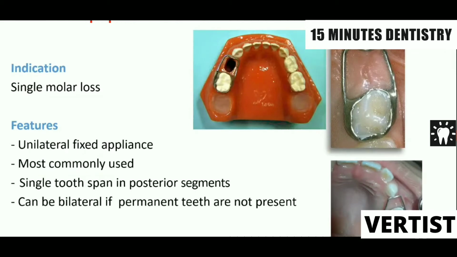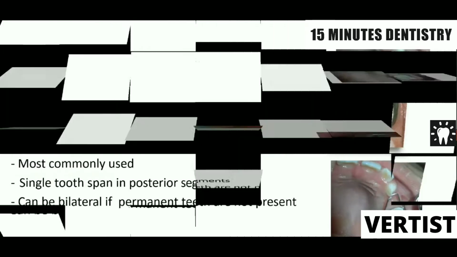It is used for single tooth loss span in the posterior segment, and it can be used bilaterally when the permanent teeth are not present. So this can be used bilaterally when there are no permanent molars erupted, no permanent incisors erupted, and bilateral loss of first primary molar has occurred. But commonly it is used in a single posterior tooth loss case.